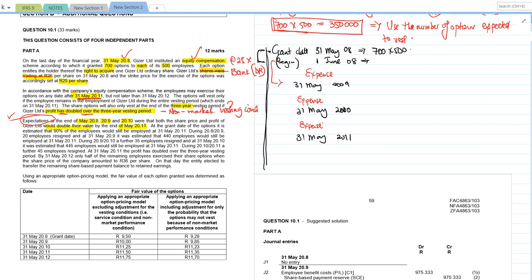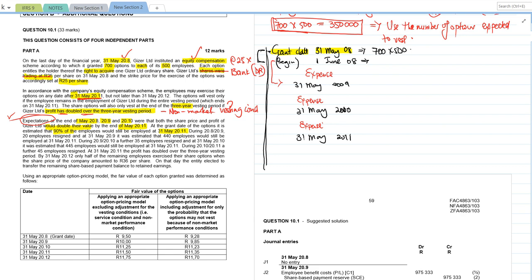Do you see now we can recognize something? Because if they don't tell us this, we cannot recognize the expense, because why would we give it away anyway if we know the profits are not expected to double? Now you see it's easier, guys. At the grant date of the option, it is estimated that 90%, which one is the grant date? There it is, 31 May 2008. They're expecting that 90% of the employees would still be employed at 31 May 2011. So that's my expectation at 31 May 2011.